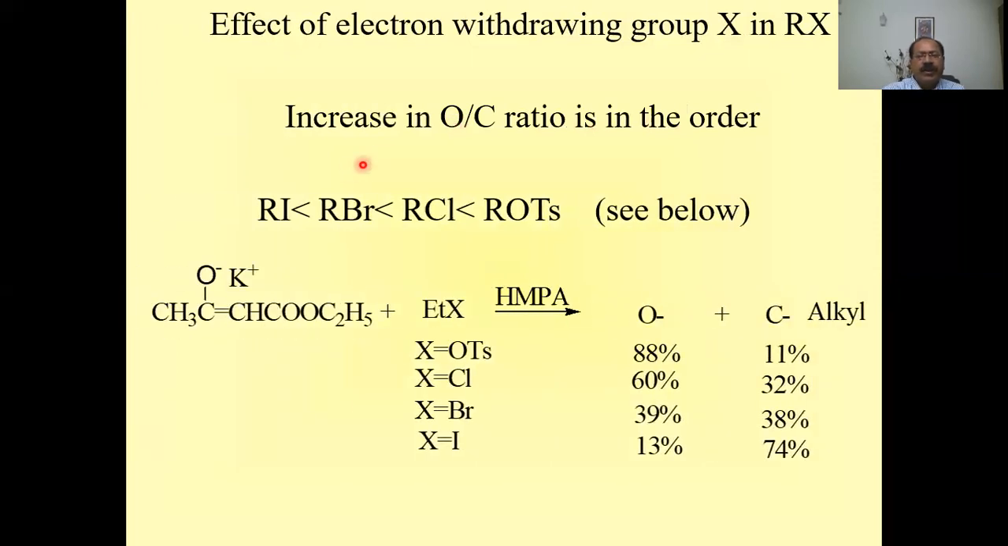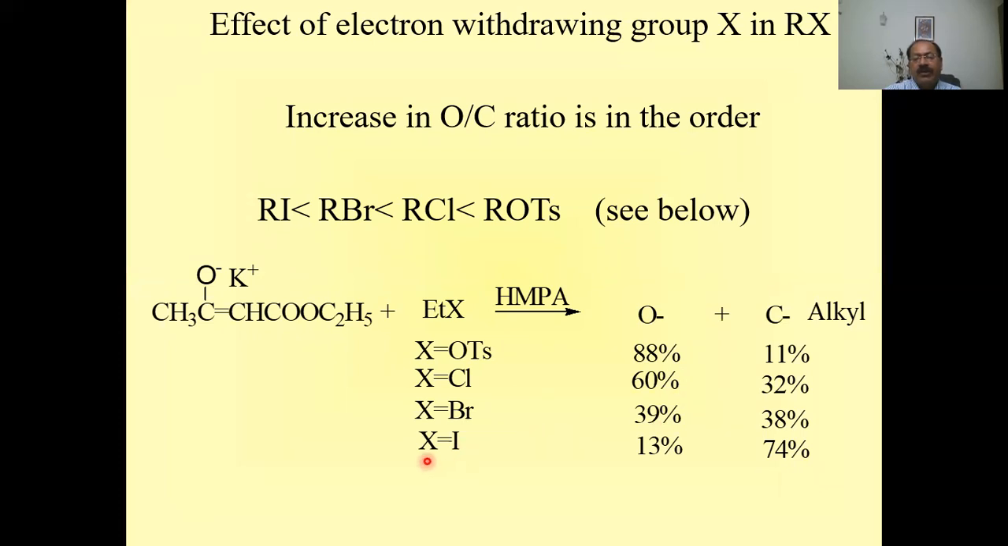Yes, see this reaction where we are changing X with ethyl halide. So it could be iodide, bromide, chloride, or tosylate. You can see now the solvent is the same. We saw earlier that in HMPA it was giving O alkylation as a major product. Yes, the solvent is the same. When the leaving group is changed, the ratio is changed.